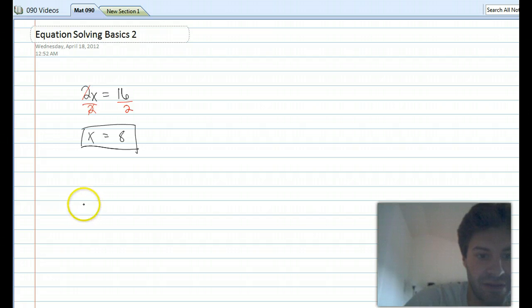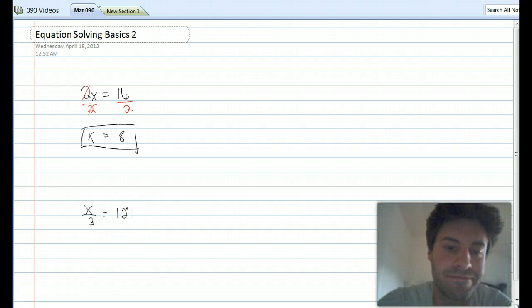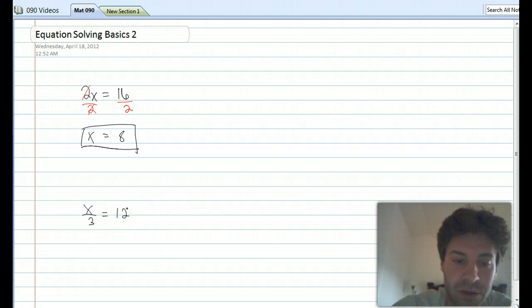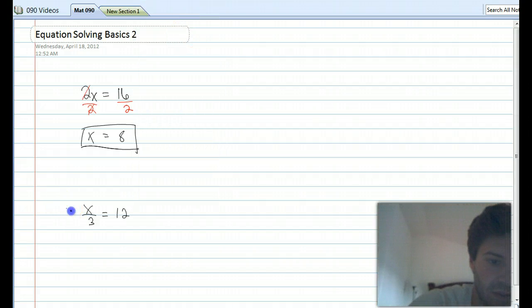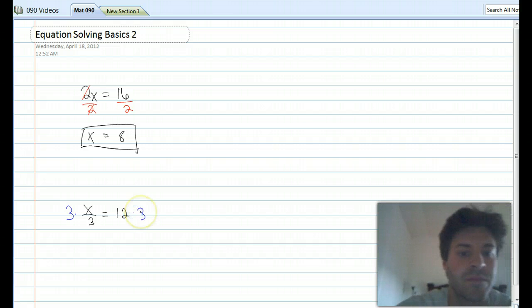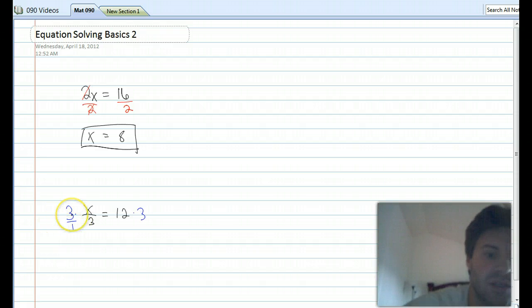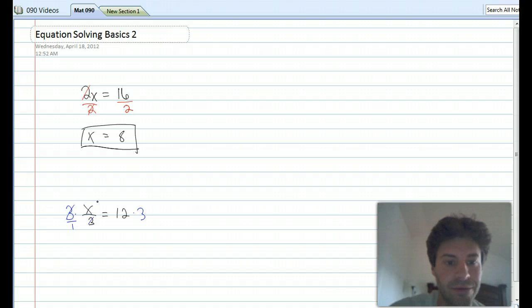Let's say we have x divided by 3 equals 12. Now what we can do to get x by itself in this case is multiply both sides of this equation by 3. And you'll see what that does. If you think back to your work with fractions, you can think of that 3 as 3 over 1. And when you look at it like that, you'll probably see that the 3 in the numerator is going to cancel with the 3 in the denominator.